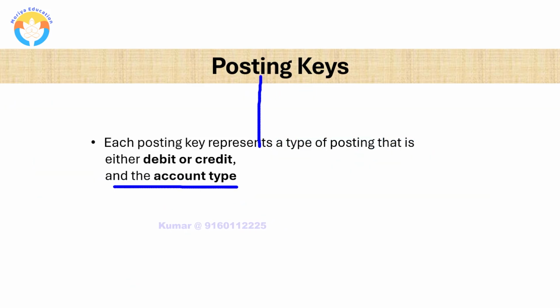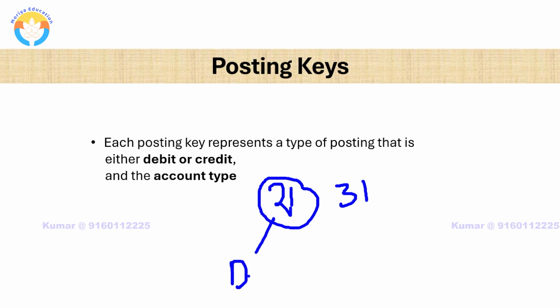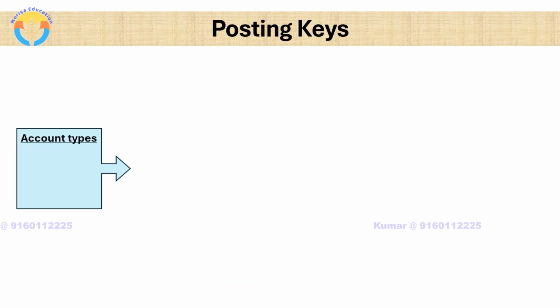By using posting keys, I can understand whether that is debit or credit, and account type also I can understand. What is account type? That we will see now. Just by seeing this posting key 21 or 31, I can identify two things. One is debit or credit, and another one is account type. First, we will understand what are account types.